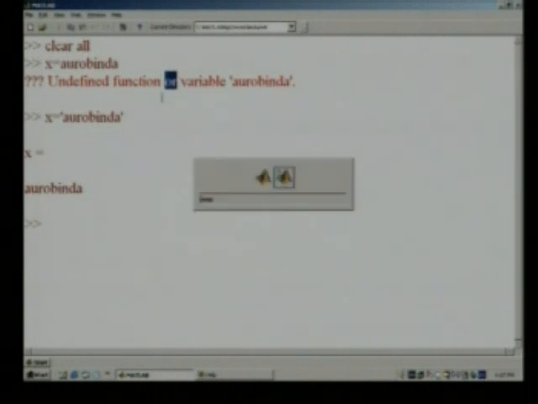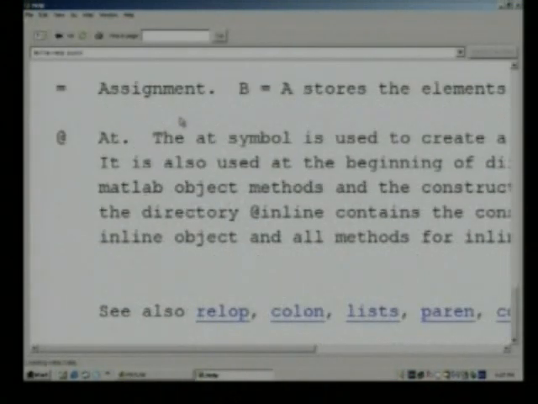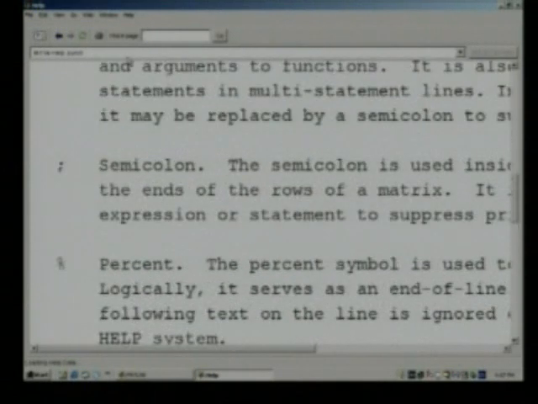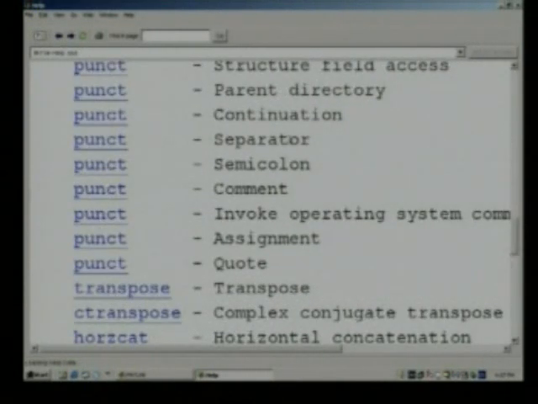Undefined function or variable, right? So then you knew what is a handle, and also what is an assignment. So punctuations are over. You have to be clear on punctuations. All punctuations I have already covered.